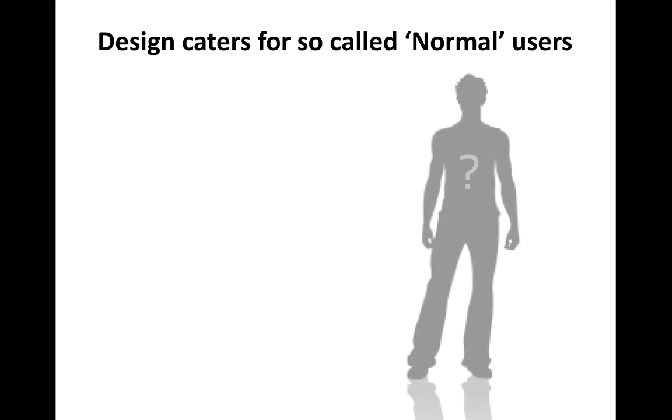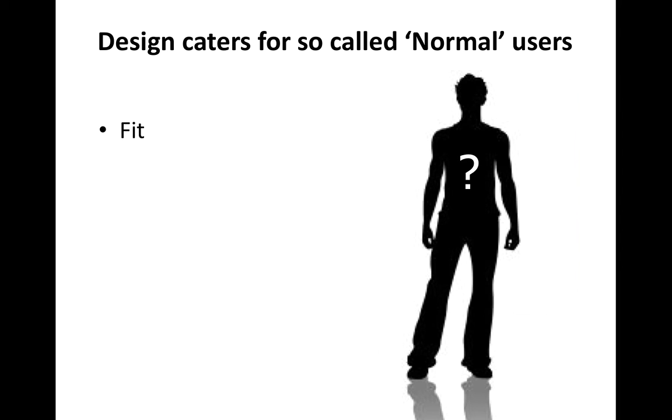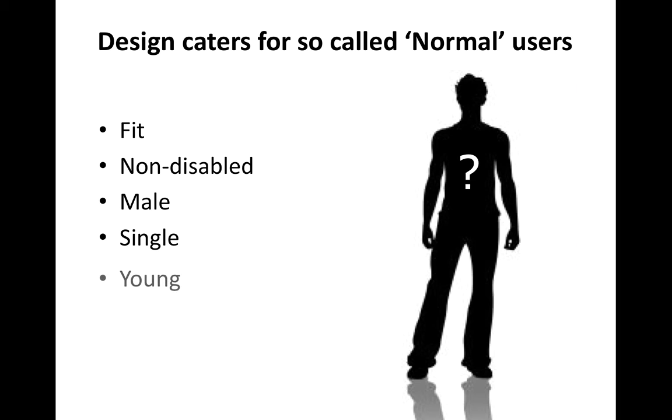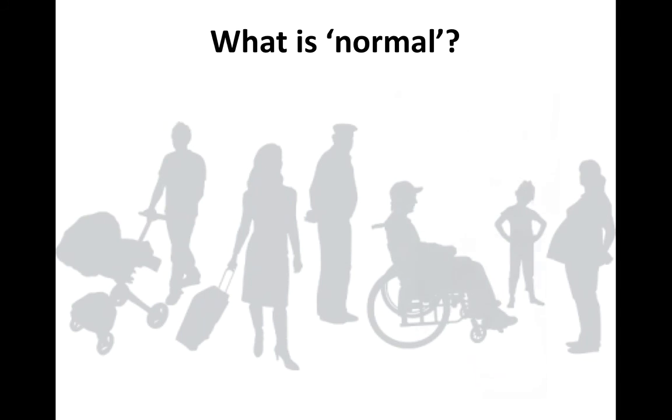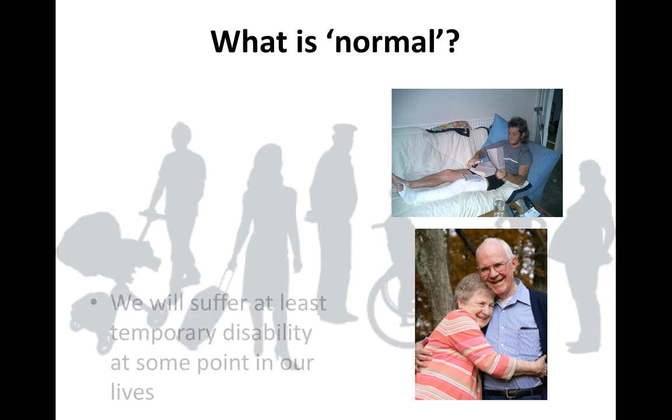Now, most design caters for what we call normal people. But what is normal? Well, according to designers, normal is someone who is fit, non-disabled, male, single, young, average height, average weight. Okay? Now, that obviously seems to discriminate against quite a few people, but that's just because they're aiming for that average person right down the middle so that they can cater for as many people as possible. However, what is normal?